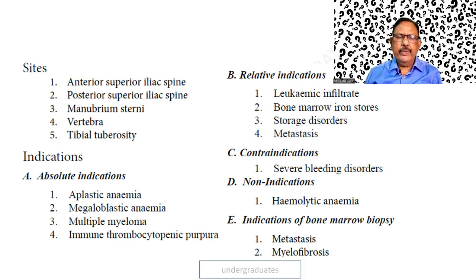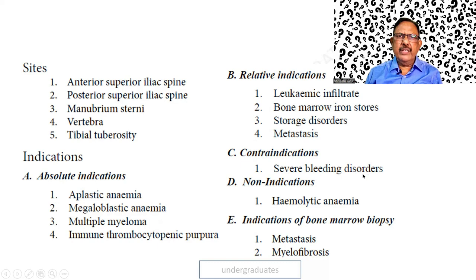Please learn this by heart. Coming to the indications for bone marrow aspiration, they can be divided into absolute indications and relative indications. Absolute will be, without this, I cannot make a diagnosis: aplastic anemia, megaloblastic anemia, multiple myeloma, ITP. Relative indications will reinforce my diagnosis, such as leukemic infiltrate, iron stores, storage disorders, and metastasis. These are not mandatory.